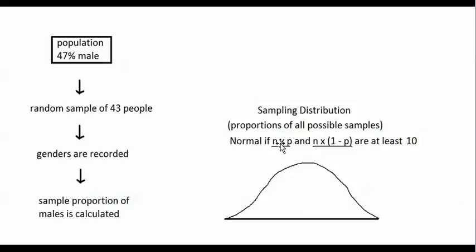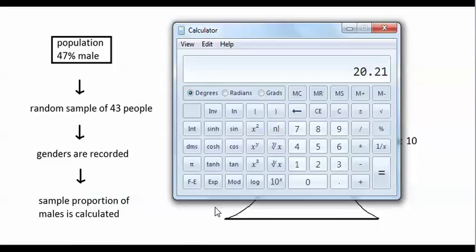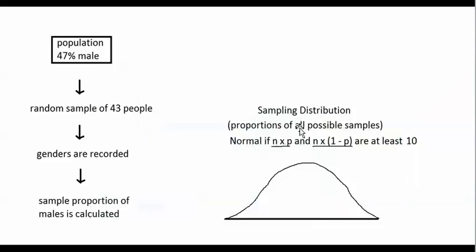So this checked off. Now we need to multiply n by 1 minus p and see if that's at least 10. So we multiply our sample size of 43 by 1 minus p, which is going to be 0.53. That's at least 10 also. So since both of these came out to 10 or higher, and they both checked off, this sampling distribution is roughly normal. Since the shape is roughly normal, the population proportion is at the center.